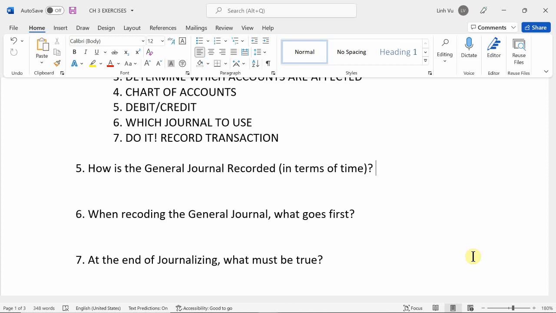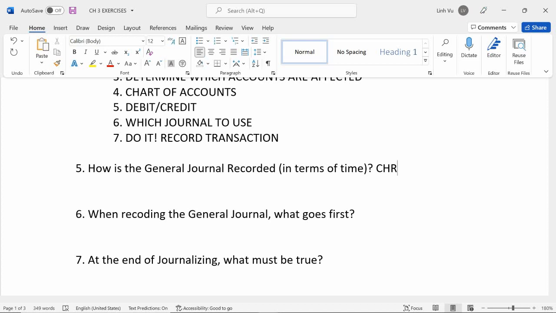So in terms of time, meaning it needs to be in chronological order, meaning the day it happens, it needs to be in order based on time. You cannot write a journal entry that happened today and then write one that happened yesterday and then write one that happened a month ago. You need to be in chronological order. They usually journalize it within the day.